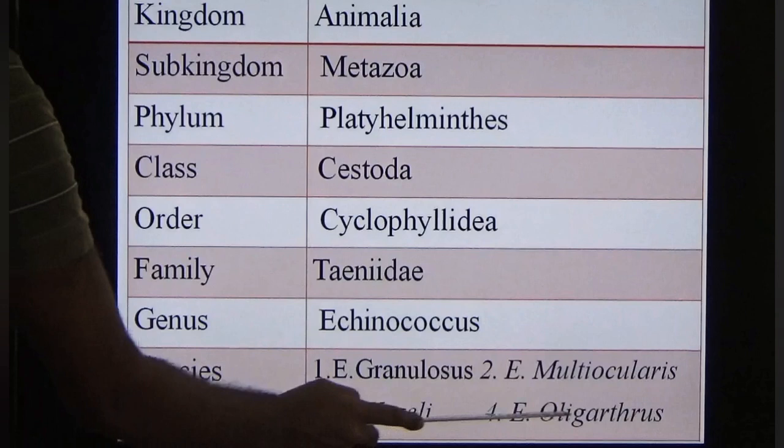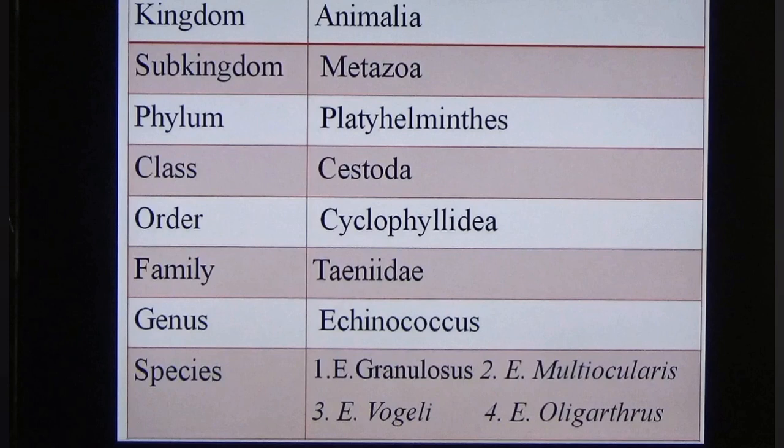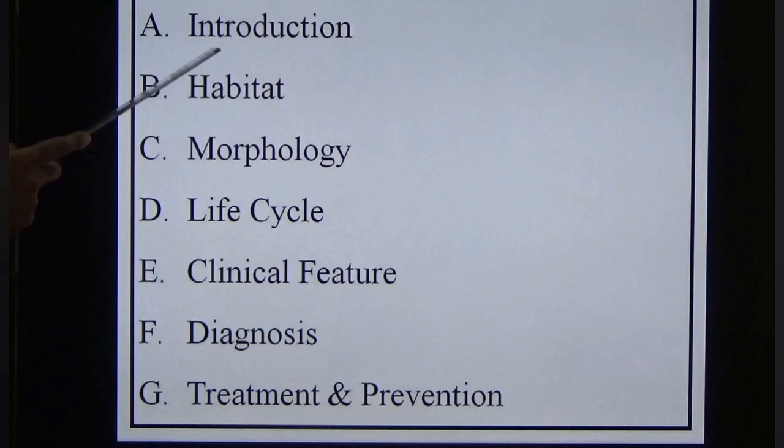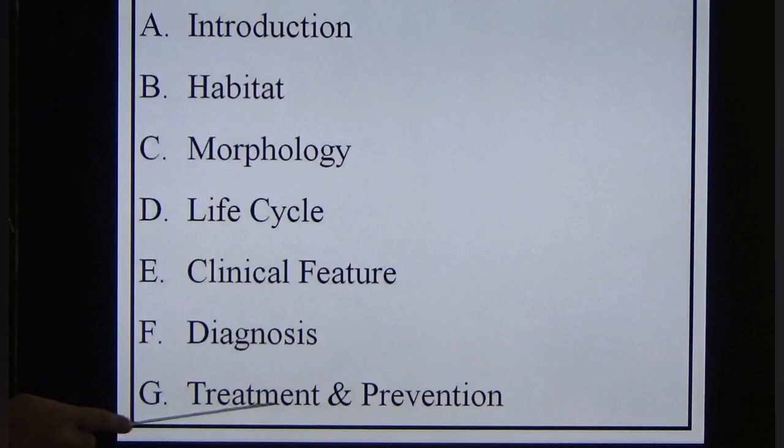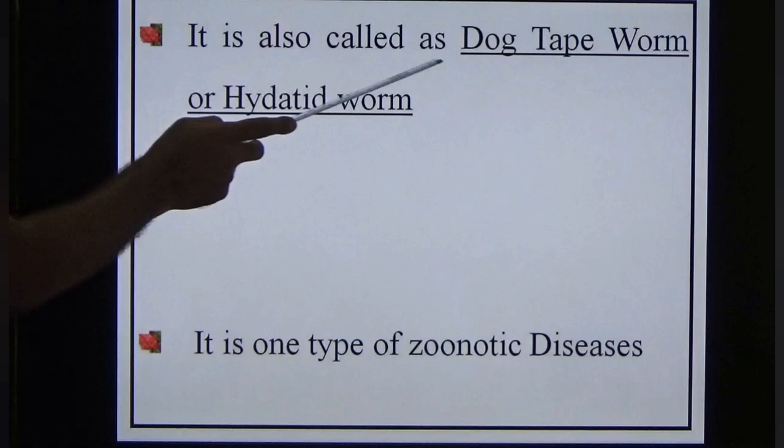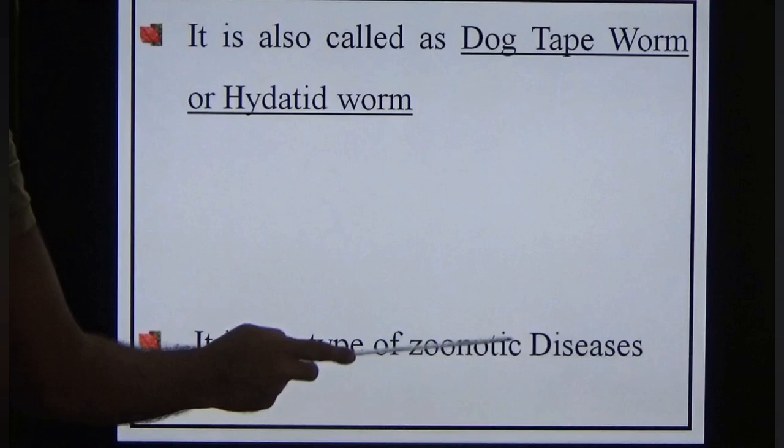So today we are discussing the detailed description of Echinococcus granulosus. Under this heading, we will discuss introduction, habitat, morphology, life cycle, clinical features, diagnosis, treatment, and its prevention. Introduction: it is also called the dog tapeworm or hydatid worm. It causes one type of zoonotic disorder.